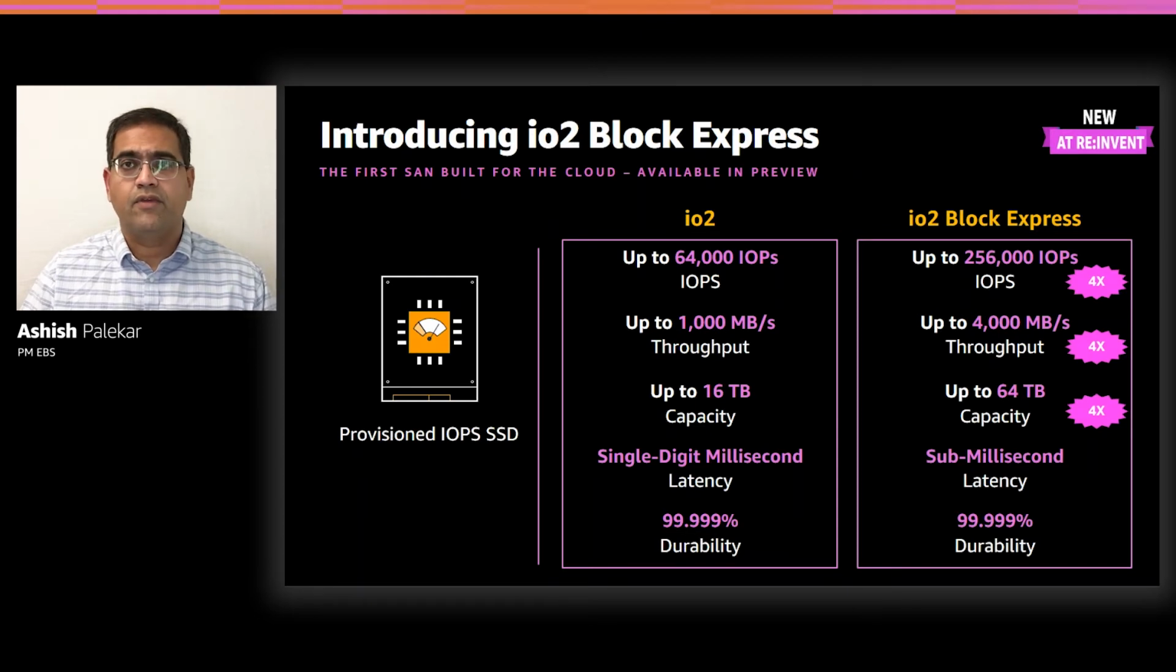And to give you a perspective of what this means for customers, compared to having 64,000 IOPS on IO2, on IO2 Block Express, you can get up to 256,000 IOPS. You can get up to 4,000 megabytes per second and up to 64 terabytes of capacity, quadrupling what we just launched in August, right? Preserving the 5 nines durability and now giving you sub-millisecond latency. So super, super compelling for customers who have workloads that traditionally needed SANs to look at this option and see if it enables their move to AWS.